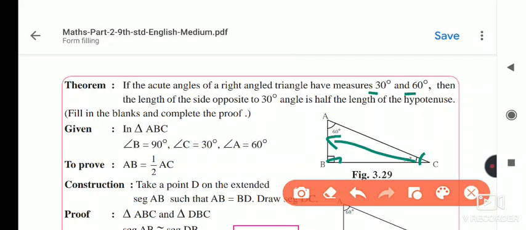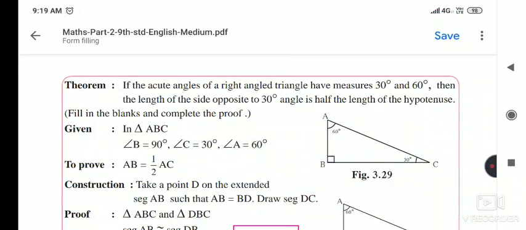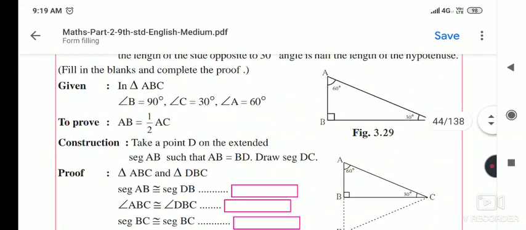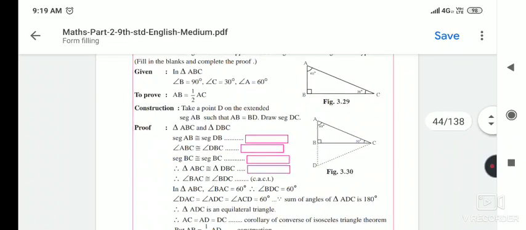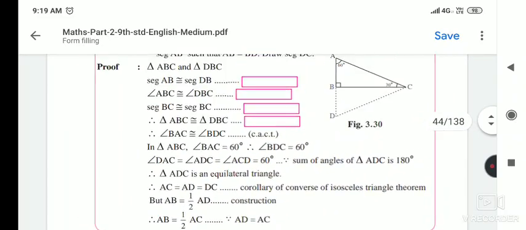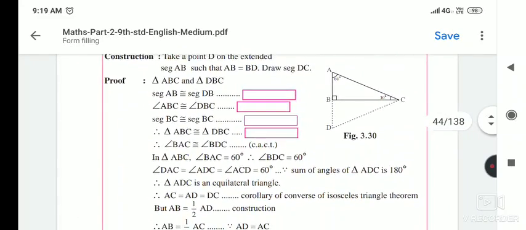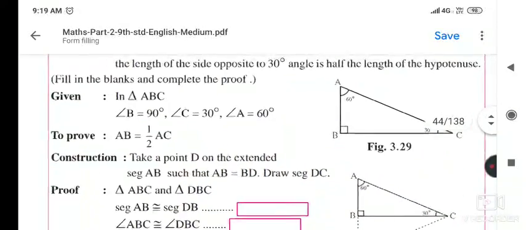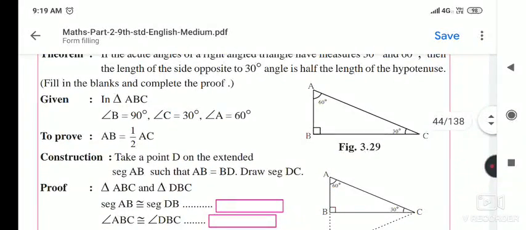The length of the side opposite to the 30 degree angle is half the length of the hypotenuse. That we have to prove. This is the activity, so I am taking it in the textbook only, inside this copy. First of all, we will understand what we have to write in the given.